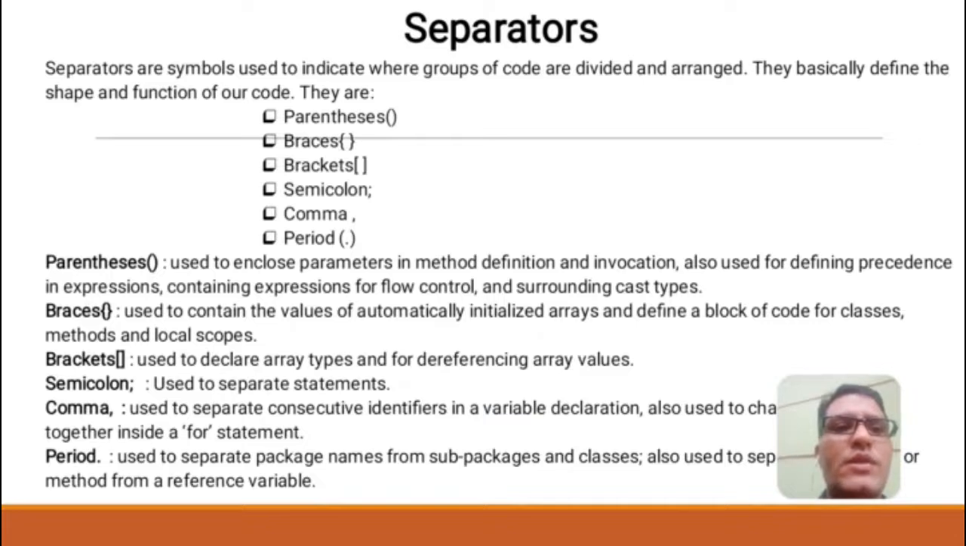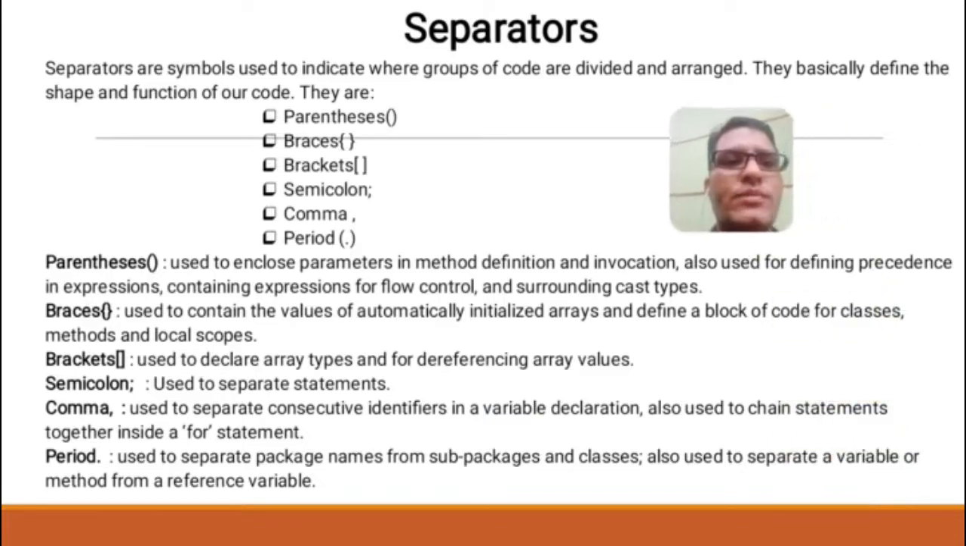Now let us see the first topic, which is the separator. What is a separator? A separator is a symbol used to indicate where groups of code are divided and arranged. By using these symbols in our complex programs, we are dividing our code and arranging our code. These separators define the shape and function of our code.